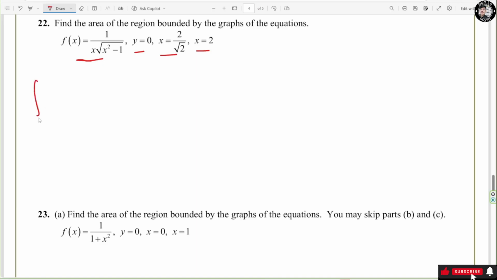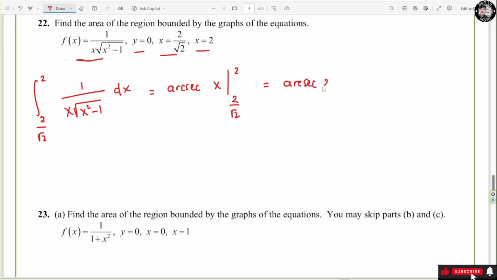So we have the integral from 2 over root 2 to 2 of 1 over s square root of s squared minus 1 ds, right? This one is actually secant inverse of s, evaluated from 2 over root 2 to 2, right? So it could be secant inverse of 2 minus secant inverse of 2 over root 2. Now we're going to simplify, so it could be secant inverse of 2 minus secant inverse of root 2, right?